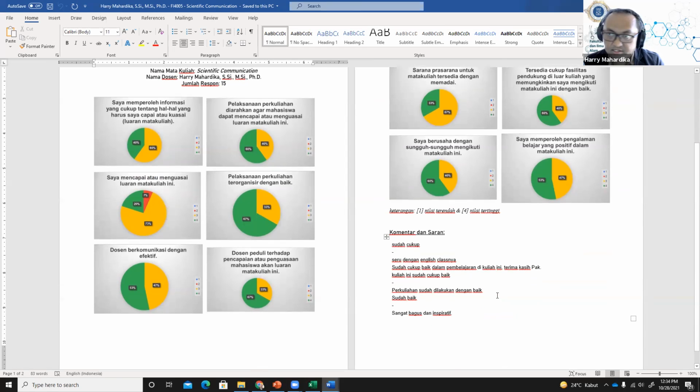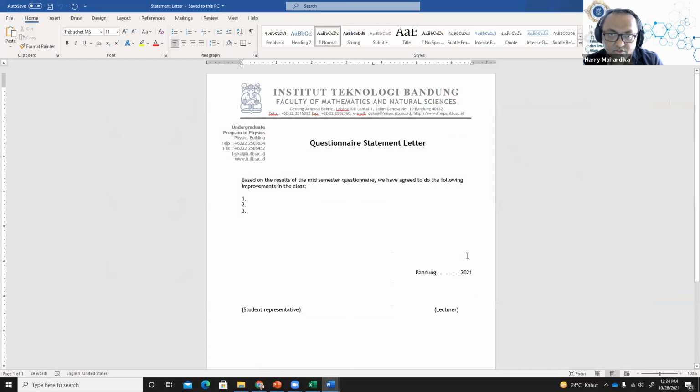Okay, so for this one, since Ibu Fatima asked us to sign a questionnaire statement letter, do we have some kind of chairman in this class, a student chairman, or should I ask someone in this class? Is there any volunteer from any of you who wants to sign the questionnaire statement letter? Or should I ask someone from you to sign this so that we can send our report to Ibu Fatimah later on?